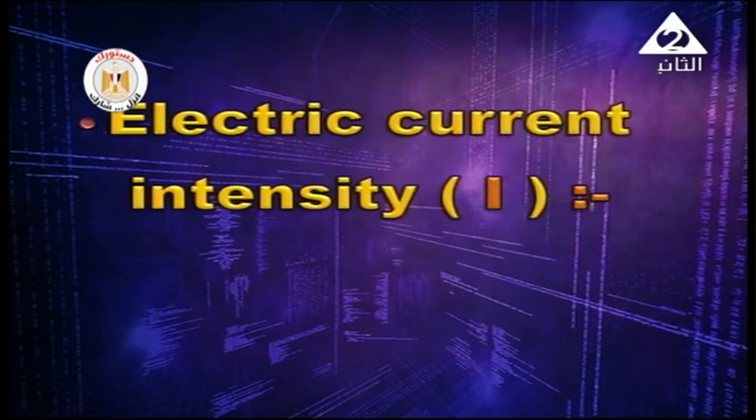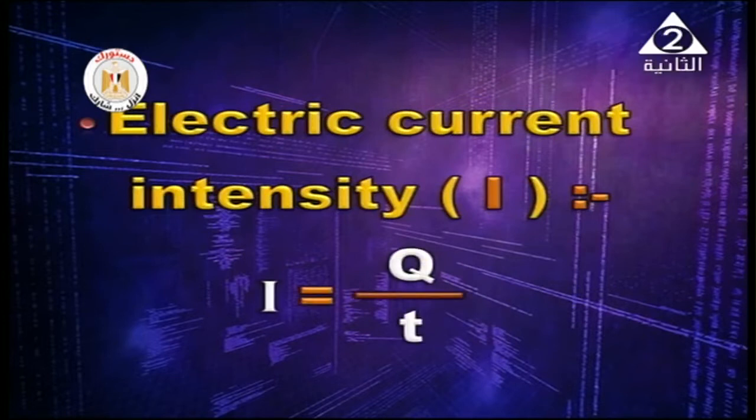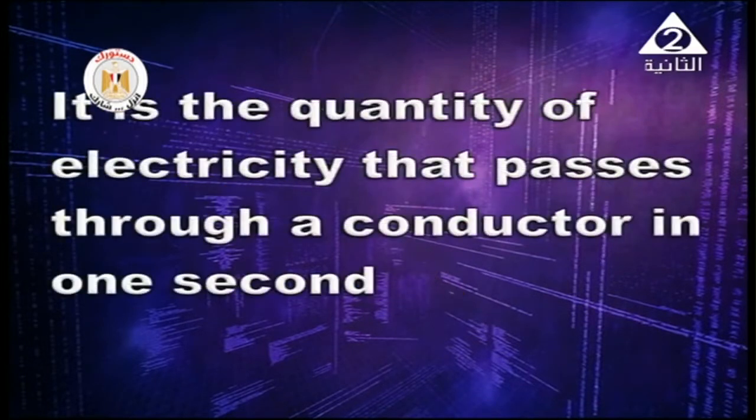Amperage or electric current intensity is denoted by I, and it is equal to Q over T. Q is the amount of electricity, the amount of charge. T stands for time. So current intensity is the quantity of electricity that passes through a conductor in 1 second.